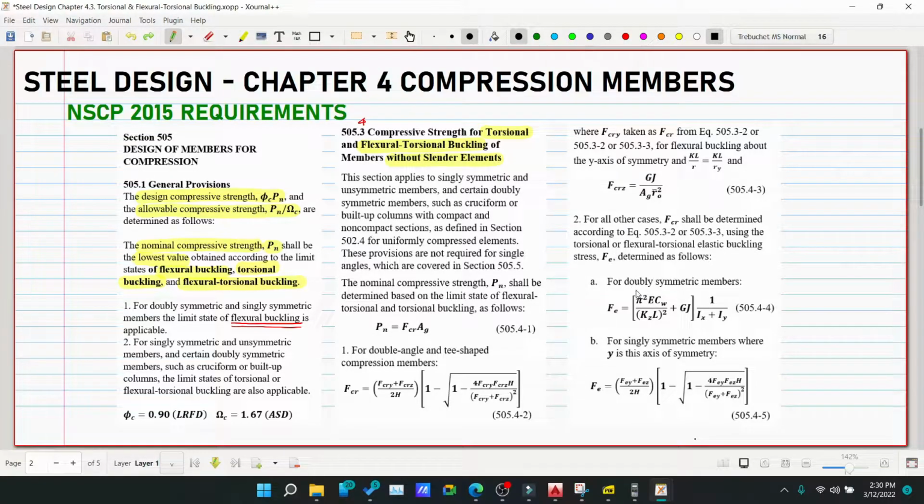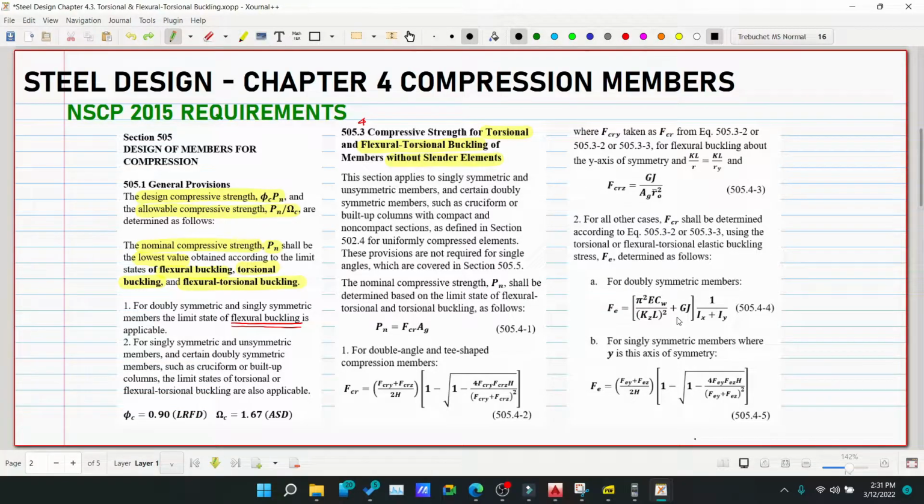So, yung Fe natin, for doubly symmetric members, Fe is equivalent to pi squared E multiplied by Cw over (Kz L) squared plus GJ, multiplied by 1 over Ix plus Iy. Okay? So, for doubly symmetric members, para to sa mga wide flange, mga ganyan. Actually, sa wide flange, puro yun talaga yun eh. Kapag wide flange, more on siya flexural buckling talaga.